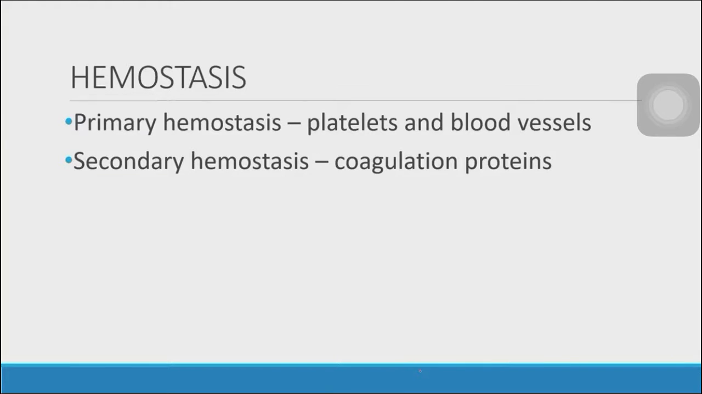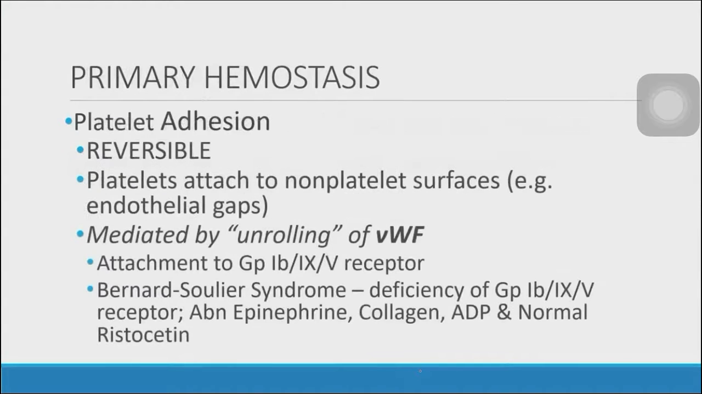So let's talk about the interaction between the platelets and blood vessels in primary hemostasis. Primary hemostasis has three steps. Let's start first with platelet adhesion. Platelet adhesion is a reversible action in which, take note, platelets attach to non-platelet surfaces. In primary hemostasis, the non-platelet surface is the endothelial gaps, for example, breaks in the skin. The platelet adhesion here is mediated by the unrolling of von Willebrand factor.